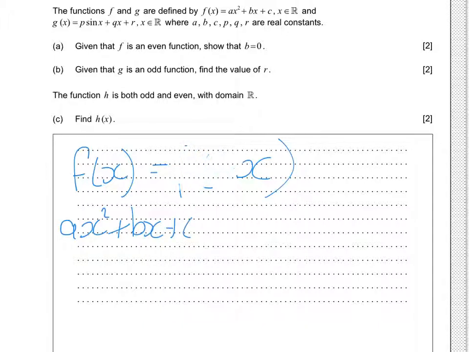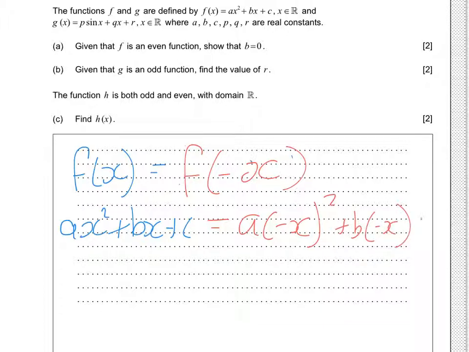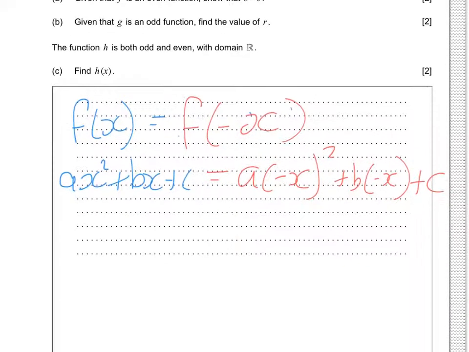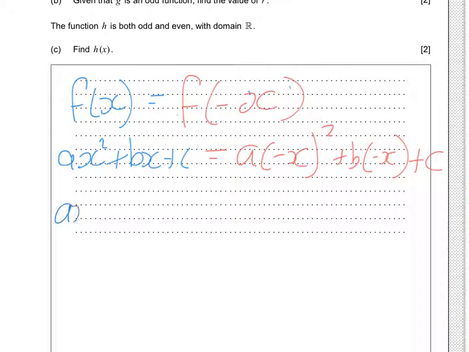Let's do this in a different colour. That's f of x. What about f of minus x? Well, that's a of minus x squared plus b times minus x plus c. And that gives us ax squared minus bx plus c.